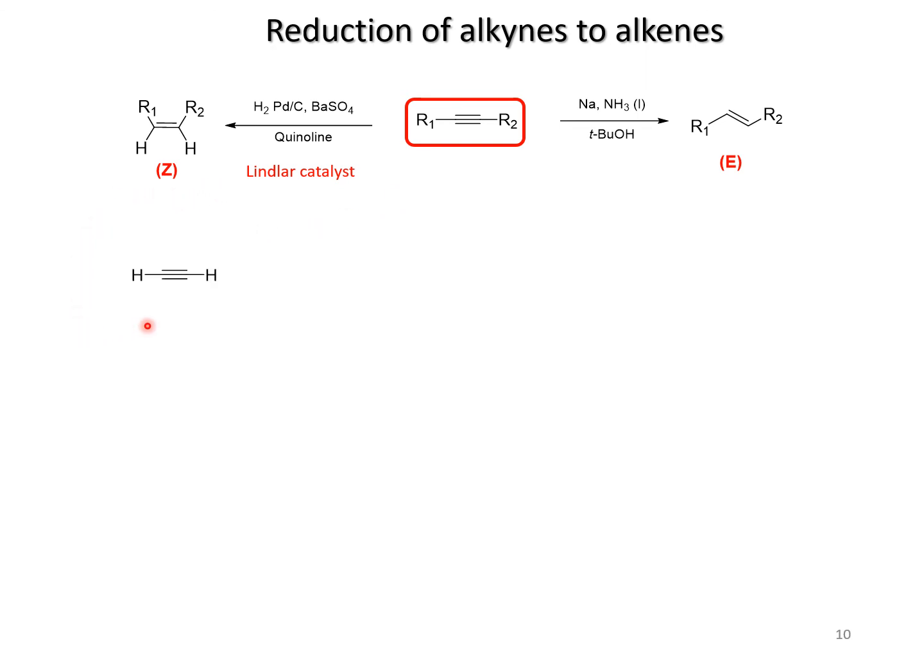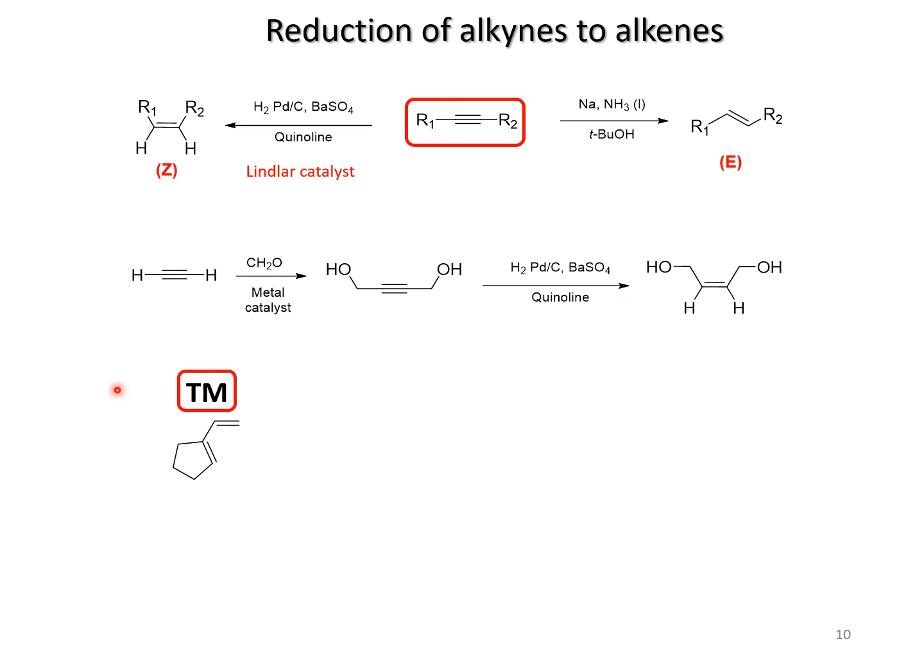So, for instance, we can use acetylene in the presence of formaldehyde and a metal catalyst, and we can form this dihydroxy compound with a triple bond here, and then by addition of the Lindlar catalyst, we can selectively form the Z compound. Let's see now an example that might be very useful for retrosynthesis.